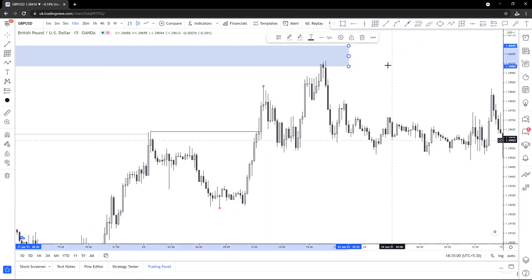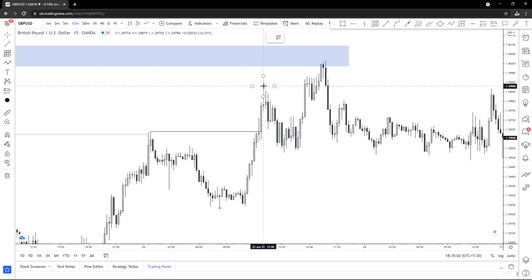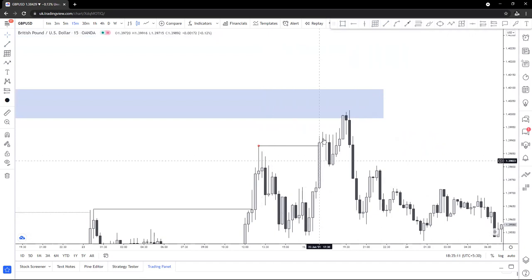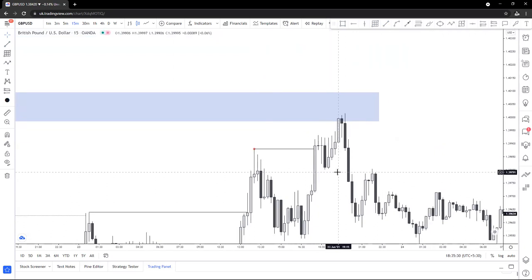So now, you see what the market did. What the banks, or anyone who controls the market, did is they took out that high and then boom, came back down. Because why? Buy stops were resting. If they continued going higher, the people who placed buy stops here would be in profit. Do they want us to make profit? Obviously not. So they pulled back down.